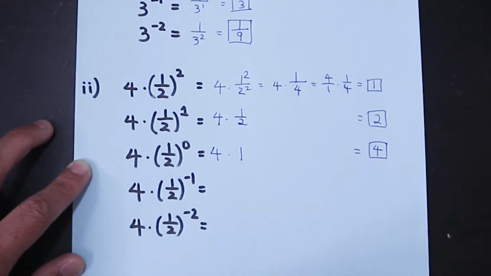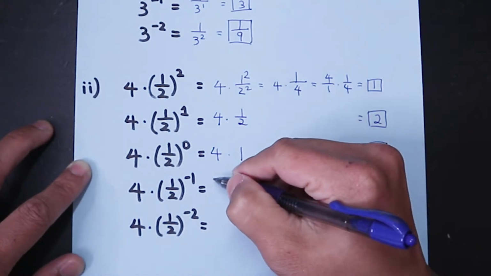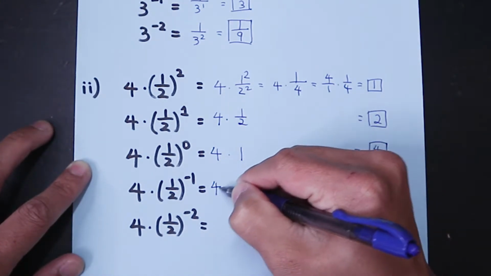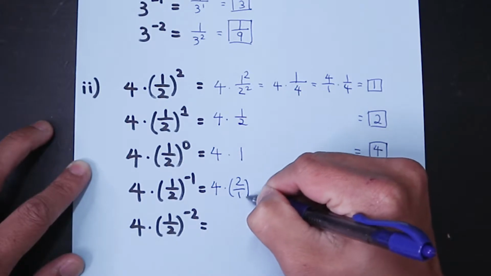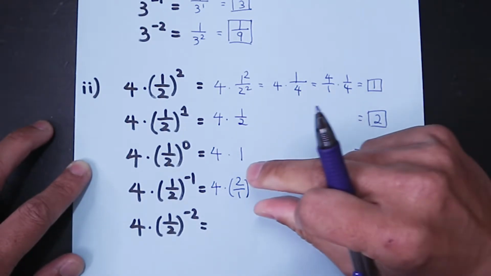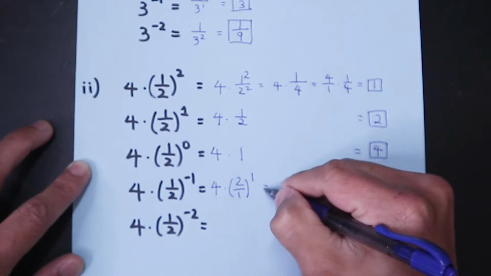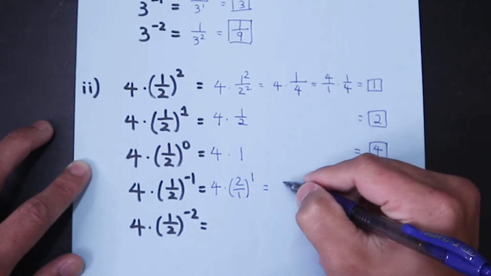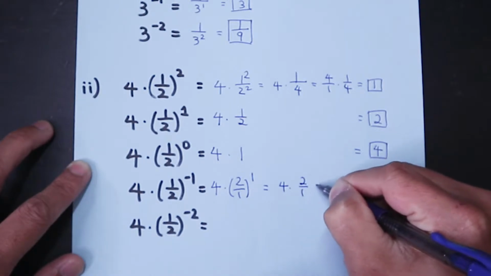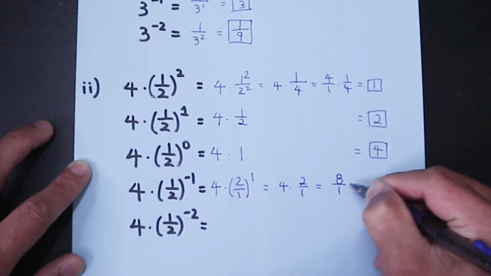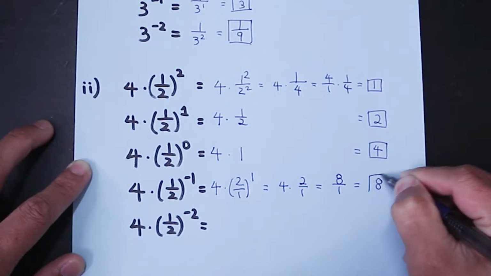Then when you have a negative exponent, right, negative first power, you first have to flip the fraction. So that just means 4 times 2 over 1 to the positive first power. Once you flip the fraction, your negative exponent becomes a positive exponent. Then from there, anything raised to the first power is the same thing. So 4 times 2 over 1, which is the same as 8 over 1, and that's also the same as 8, okay?